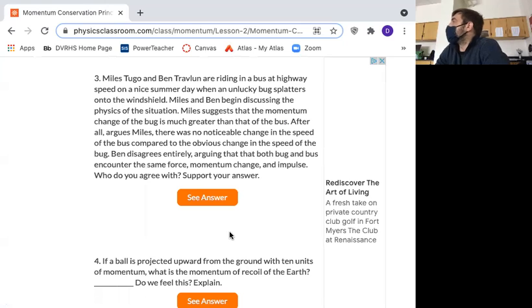So the mass of the bus being thousands of times larger than the mass of the bug means that the acceleration change that the bug endures will be thousands of times more than the bus. The bus actually does slow down when a bug hits. It is just so infinitesimally small because of the larger mass, we don't notice or see it.